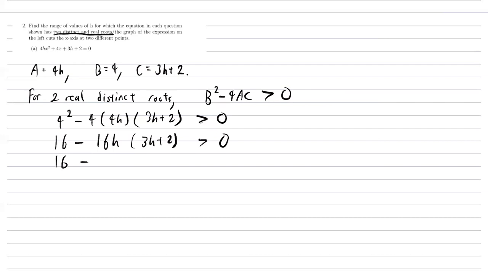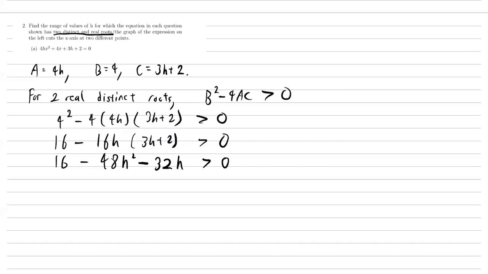16 minus, let's see, negative times positive gives me negative. 16 times 3 gives me 48. H times H gives me H squared. Then we go to the next, expand the next term. Negative 16H times positive 2. Negative times positive gives me negative. Number times number gives me 32. Don't forget the H over here.